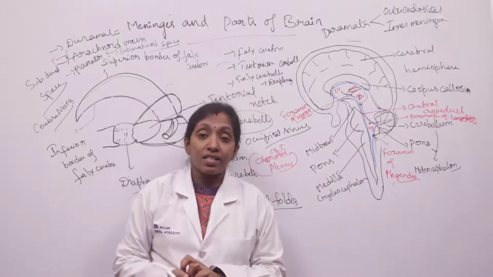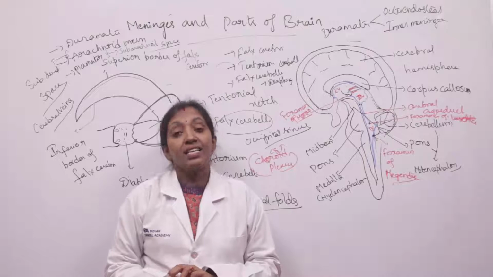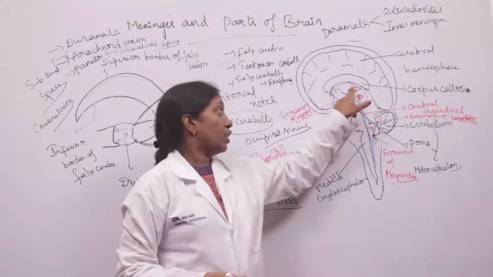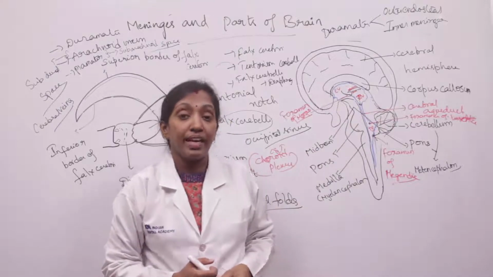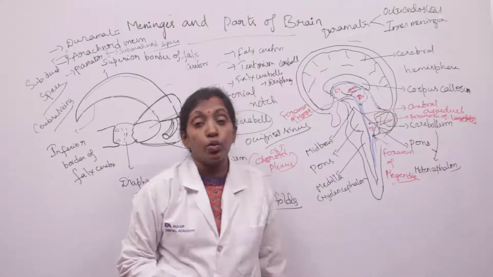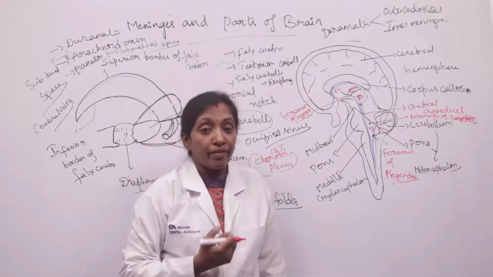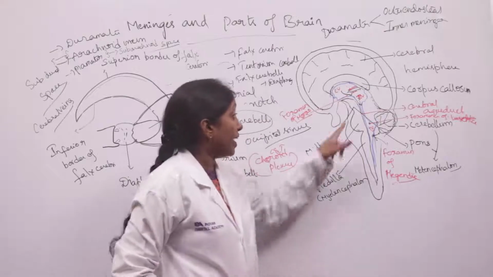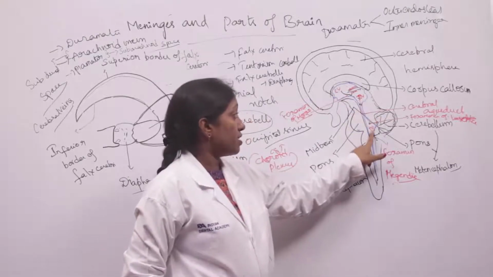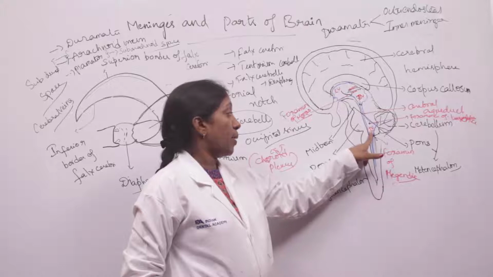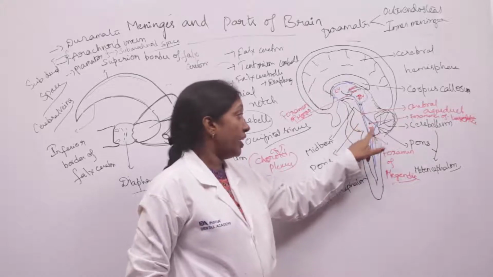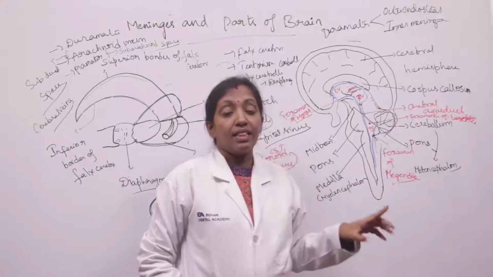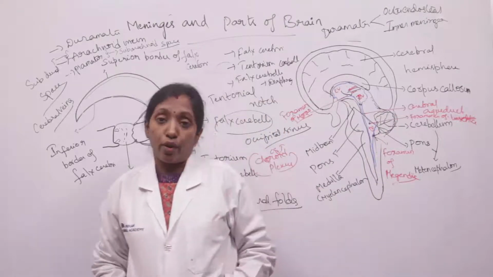So the subarachnoid space contains CSF, which is produced by the choroid plexus. Here these are the choroid plexus. The CSF from the lateral ventricle communicates with the third ventricle through the foramen of Monro or interventricular foramen. From the third ventricle it communicates with the fourth ventricle through the cerebral aqueduct, and through two foramens, the foramen of Luschka and the foramen of Magendie, the CSF enters the subarachnoid space.